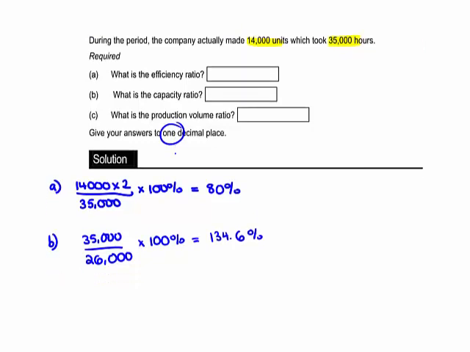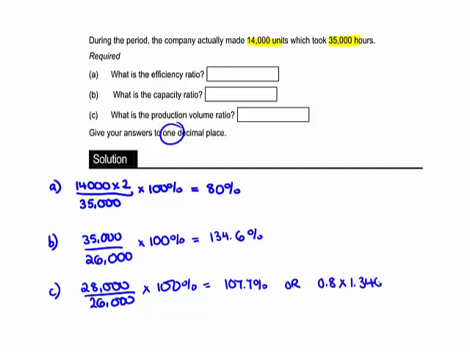In part C, when you work out the production volume ratio, you can either use the formula for the production volume, so standard hours to make actual output, which was 28,000, divided by budgeted hours of 26,000, which gives us 107.7%, or you can multiply part A's answer by part B's answer and then multiply that by 100, so that's 107.7%.